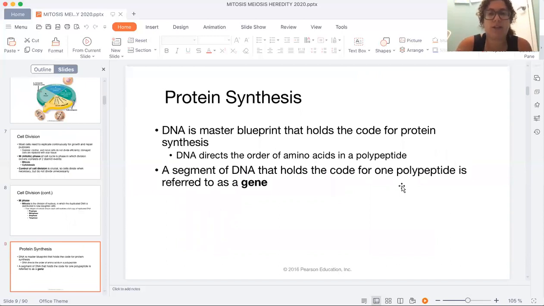So another thing to understand is that DNA is that master blueprint that holds the code for protein synthesis. So if that DNA replication goes awry, our proteins go awry, etc. And remember from week 1, that DNA is transcribed to mRNA, then goes to tRNA, which lays down the amino acids to make a polypeptide. If that DNA code is wrong, then that polypeptide is wrong. And a segment of DNA that holds the code for only one polypeptide is referred to as a gene. So every single trait we have is a protein that's expressed in our body or not expressed in our body.